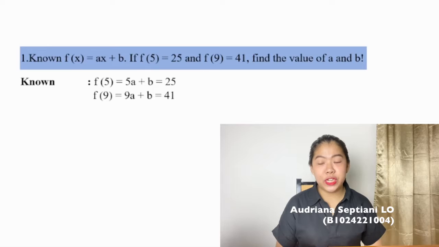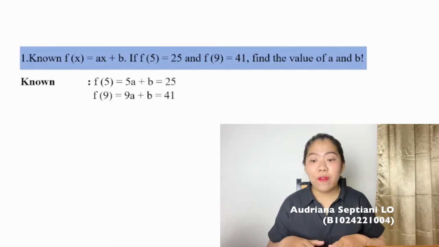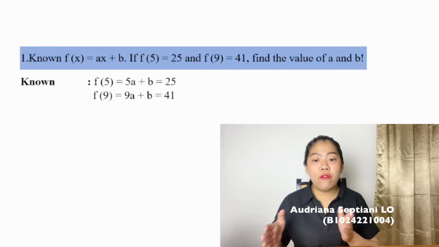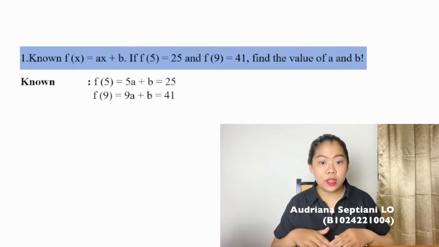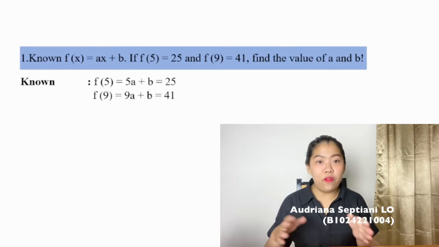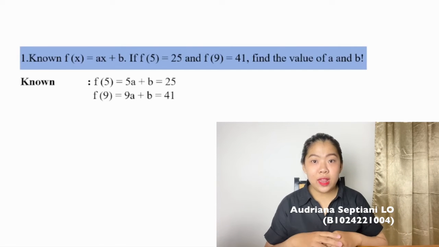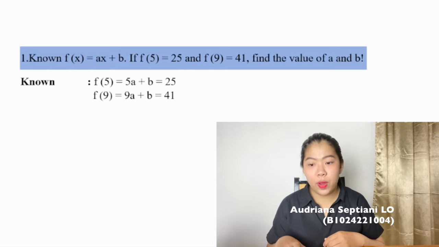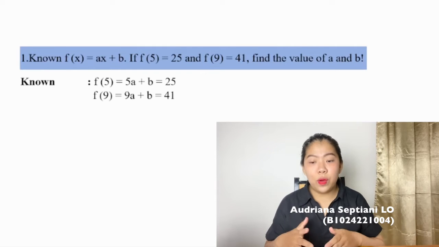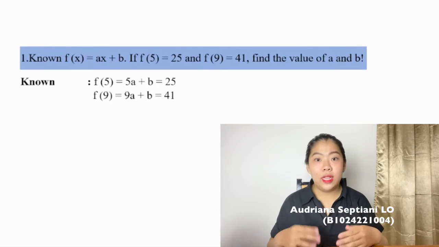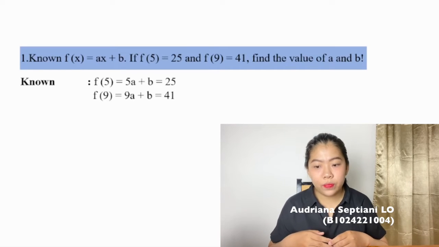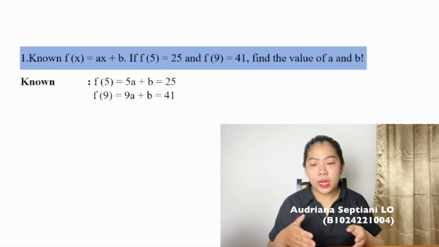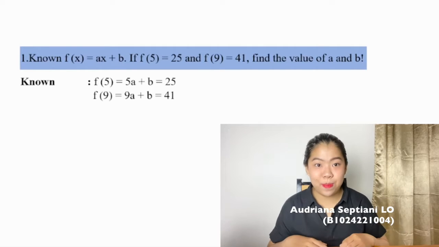So the first question is, now f(x) equals ax plus b. If f(5) equals 25 and f(9) equals 41, find the value of a and b. First, we write down the information that we get from the question. f(5) equals 5a plus b. This is according to the formula. And the result is 25. Next, f(9) equals 9a plus b. It is 41.